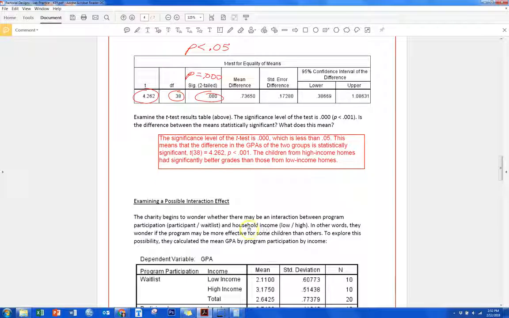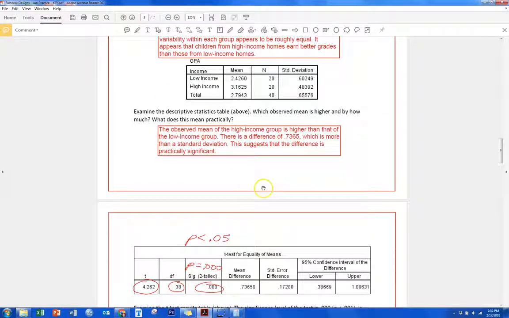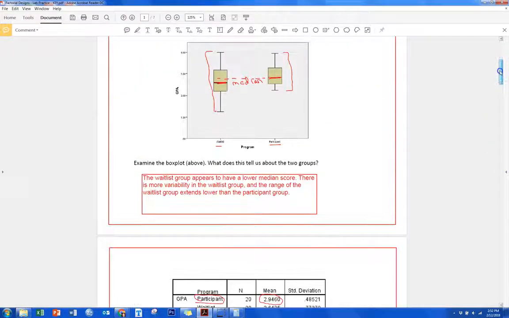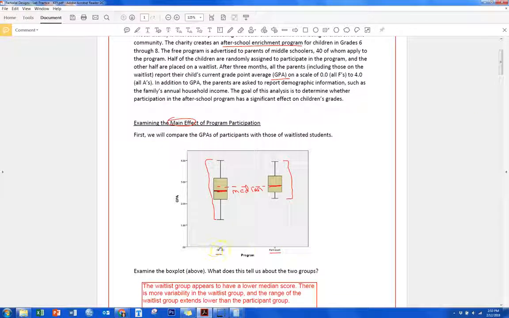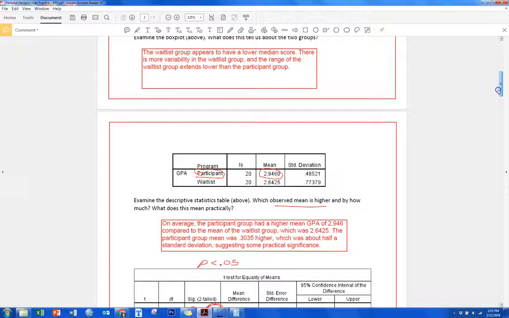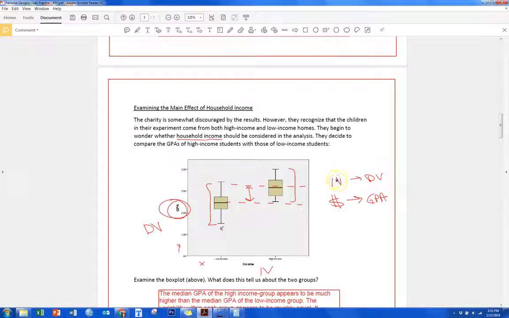There we go. So, examining a possible interaction effect. Now we have two variables in our analysis. We began with just the after-school program, treatment versus control, being the only independent variable. We looked at the main effect of that, so the effect of one categorical variable on one continuous outcome. And then we were interested in the second variable, household income. So we looked at the effect of just that independent variable, money, on GPA. So that was another main effect.